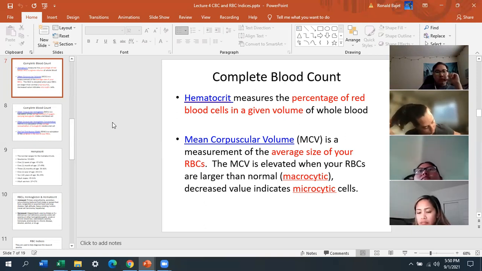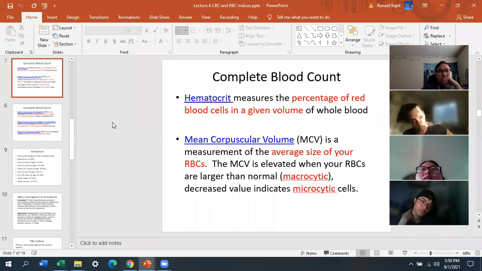If you're looking at your CBC printout and the MCV is about 50, 55, or 60, what is the term for describing the cells? Microcytic. And if it's 112, 115? Macrocytic.